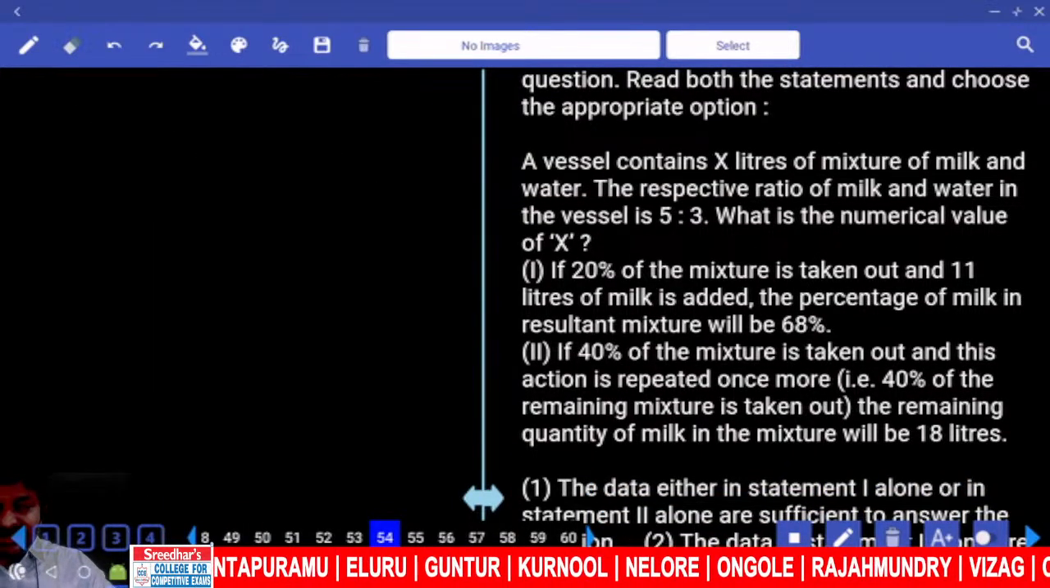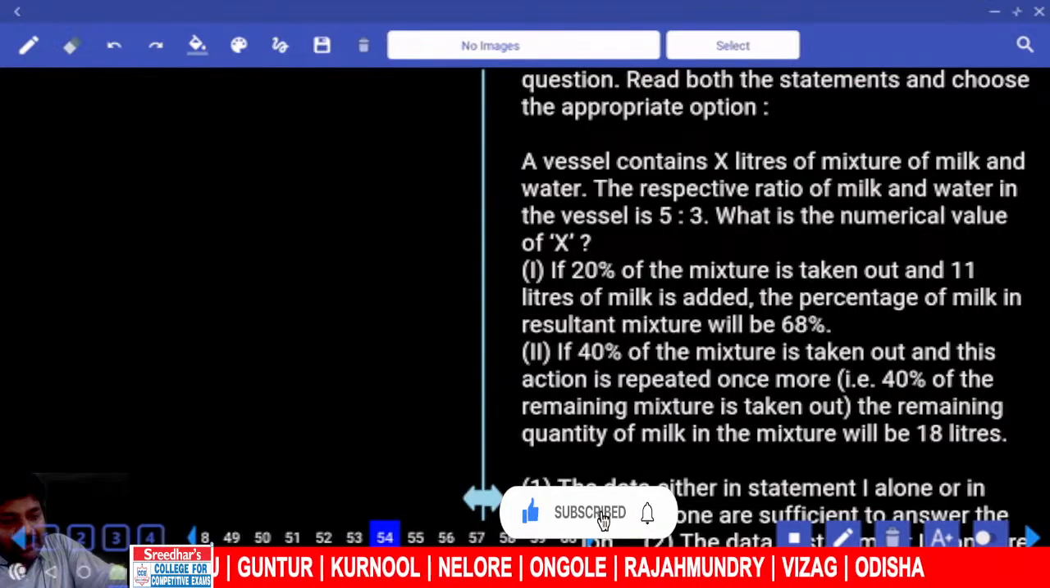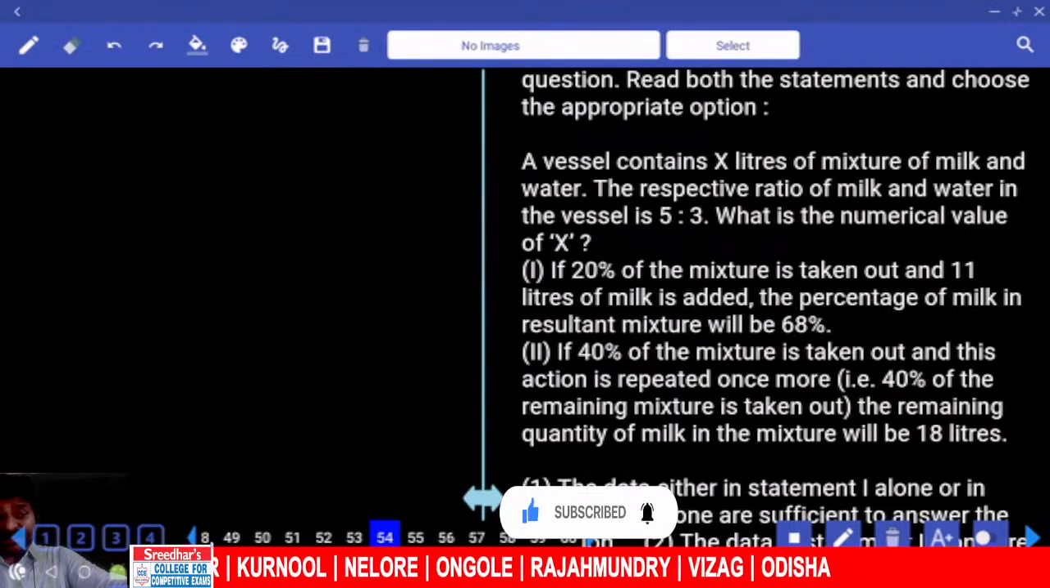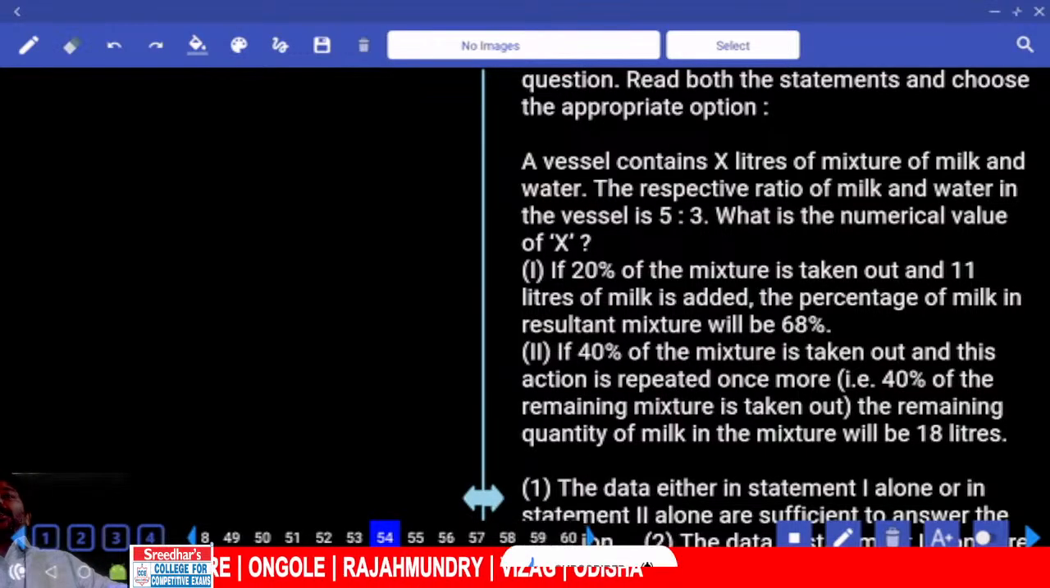A vessel contains X liters of mixture of milk and water. The respective ratio of milk and water in the vessel is 5:3. What is the numerical value of X? That means the initial quantity in the vessel. That's the question.